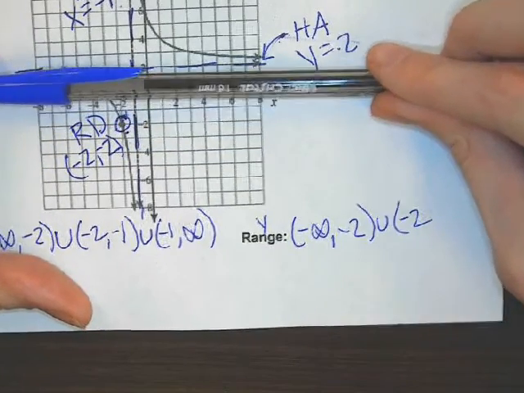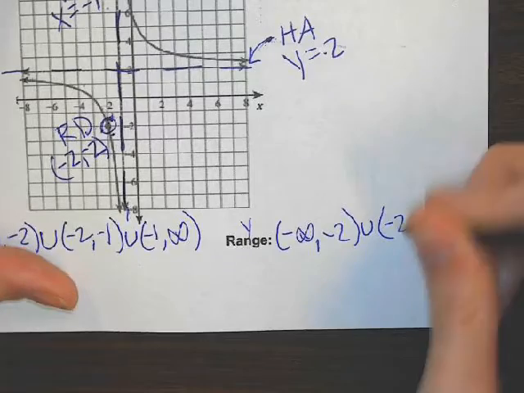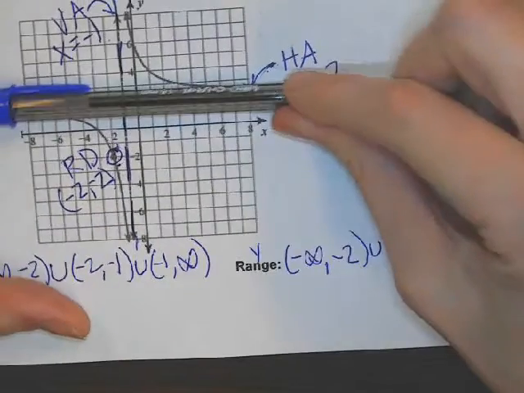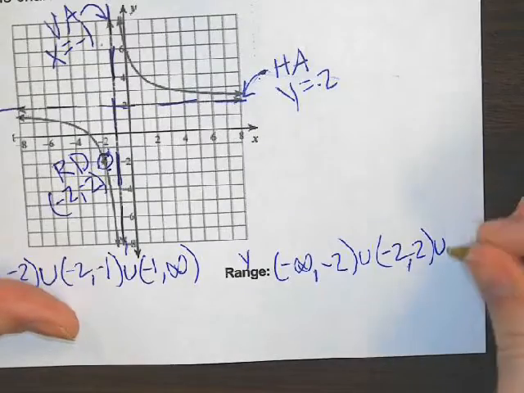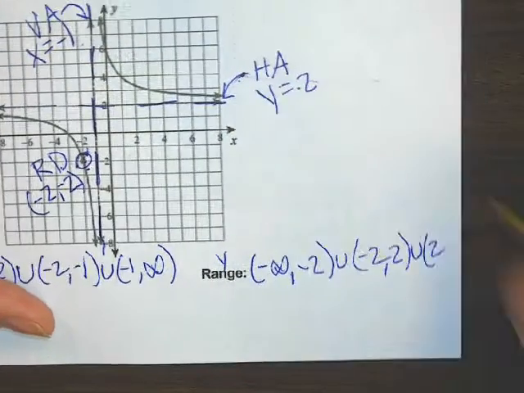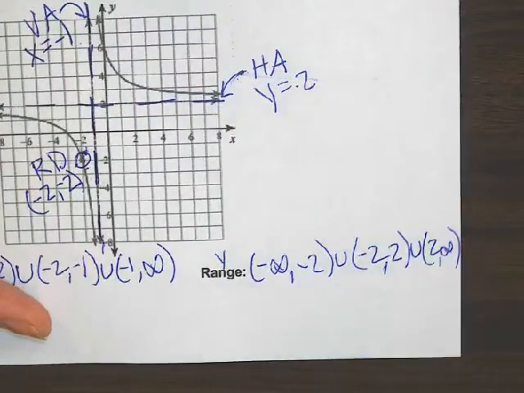No. So what's another breaking point? 2. Close it. Union. I start on the opposite side of 2. Infinity. And I go up. Infinity. No other breaking points. So yes, it's infinity. Sorry, I ran out of room right there.